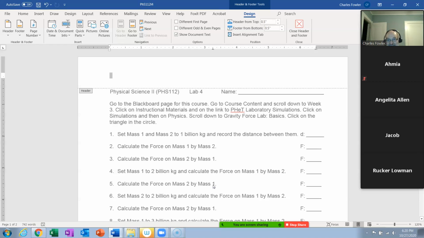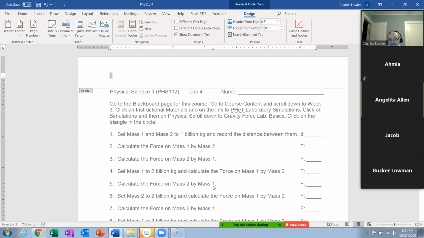Guess what? It doesn't matter which one's bigger and which one's smaller. The forces have to be equal and opposite. So if this one was 8.3, this one's 8.3, right? Newton's third law, action, reaction. It doesn't matter which one's bigger, which one's smaller. The force is the product that we just did. Make sense? Yay or nay?